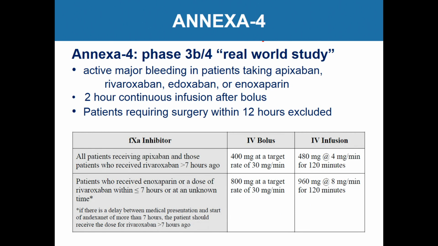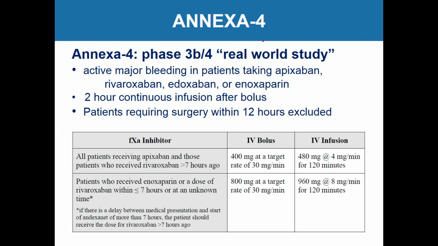So currently, andexanet is being studied in a phase 3b/4, quote, real-world study in patients who have active major bleeding who are taking apixaban, rivaroxaban, edoxaban, or enoxaparin. And just 2 weeks ago, after I was asked to revise these slides, there's an update to the dosing, which we can supply in a slide added at the end as an addendum.